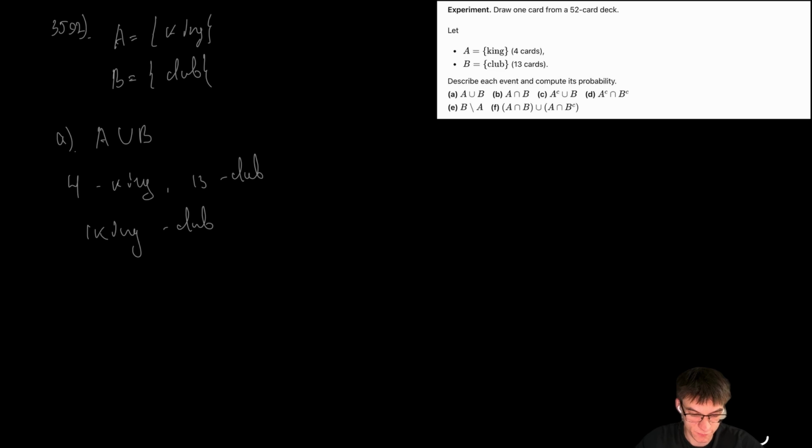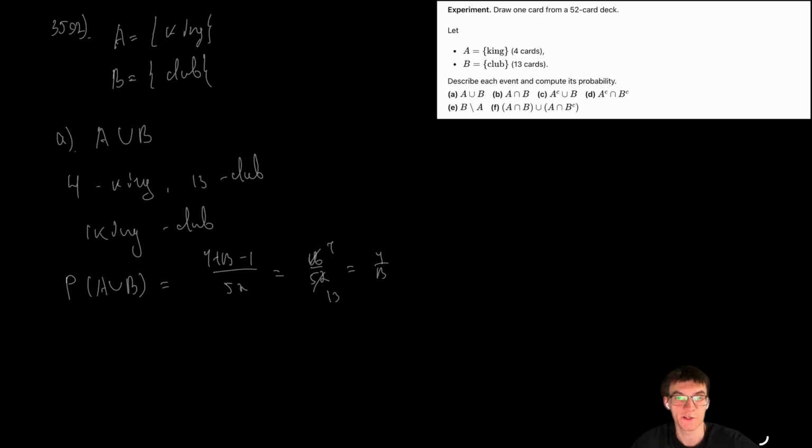And our total amount of possible outcomes should be something like P of A or B should be something like 4 plus 13 minus 1 over obviously 52. So that should be 16 over 52. And 16 over 52, if you reduce this fraction, you will get 4 over 13. This is the final answer.